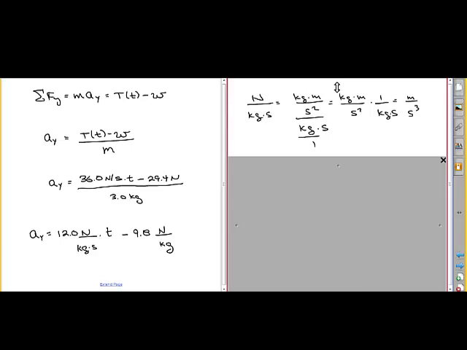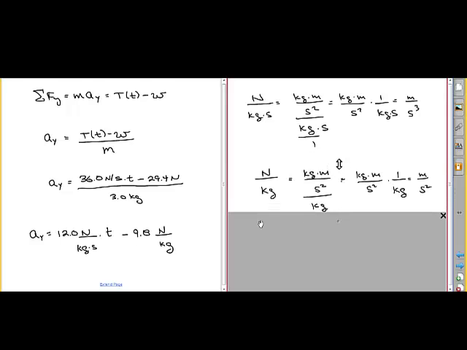This is to show the units, just to convince myself that these have the correct units, because this is going to be time in seconds, and we need to end up with meters per second squared. So we've got newtons per kilogram seconds. If we put in for newtons a kilogram meter per second squared, we take the reciprocal of this, and you multiply that, you get meters per second cubed times seconds, and you get meters per second squared.